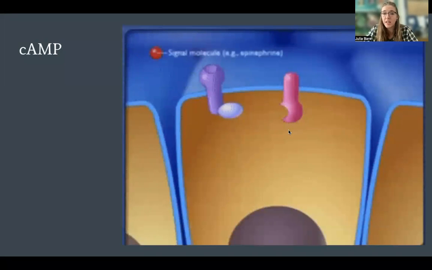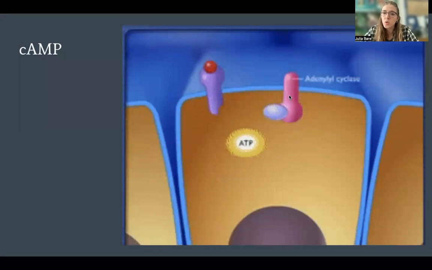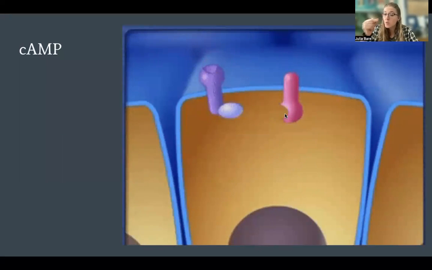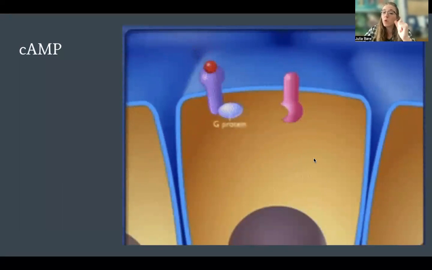And we see that here in this diagram. So this is, again, epinephrine with a cell surface receptor. It's the same diagram that we just saw on the previous slide. G protein is going to be activated. It's going to cause adenylyl cyclase to convert ATP into cyclic AMP, but it's going to do this in rapid succession. So one signal molecule, in this case epinephrine, can trigger the production of multiple cyclic AMPs, which can be beneficial when you want to amplify a signal.